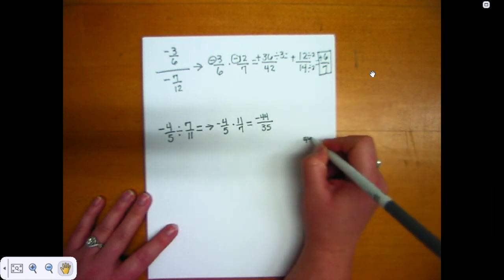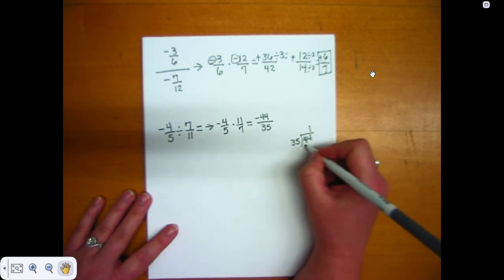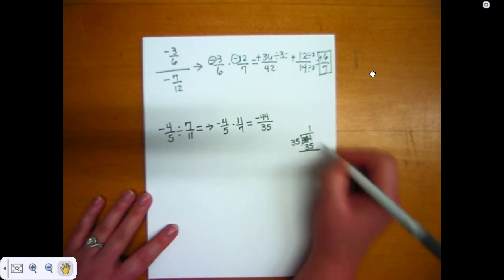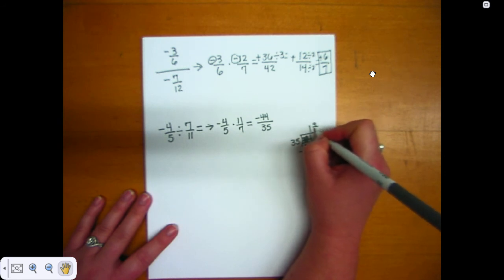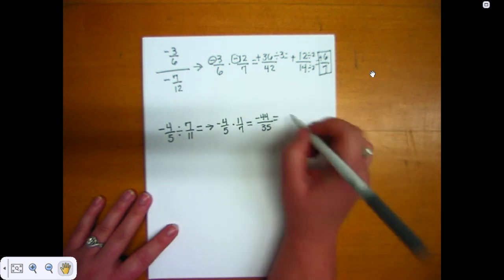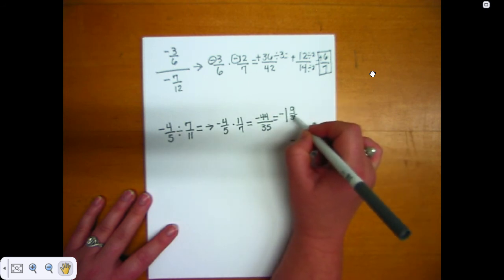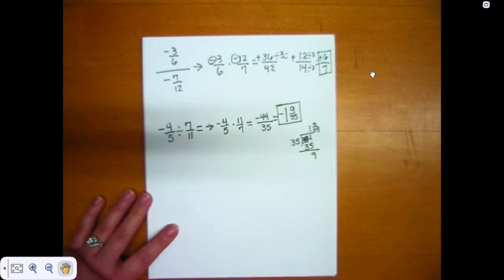44 divided by 35. 35 will go into 44 one time. We subtract, and we get 9. 9 is less than 35, so that becomes our remainder. So it is equal to negative 1 and 9/35. And that is our answer. Dividing fractions isn't very hard. You just have to remember to flip that second one and multiply.